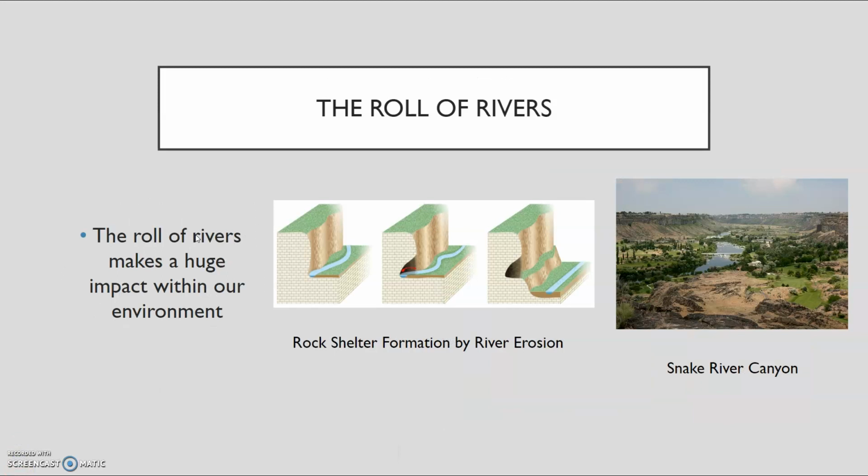So the role of rivers make a huge impact within our environment. On the image on the left, we have displayed rock shelter formation by river erosion. We have the upper, the middle, and lower sections. Over time, rivers start to slow down in their erosion of geography, but continue to change the landscapes around them.